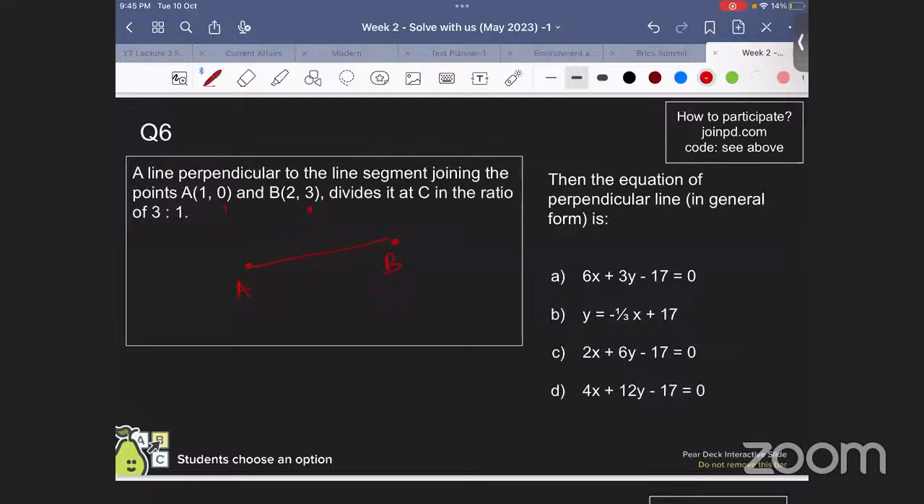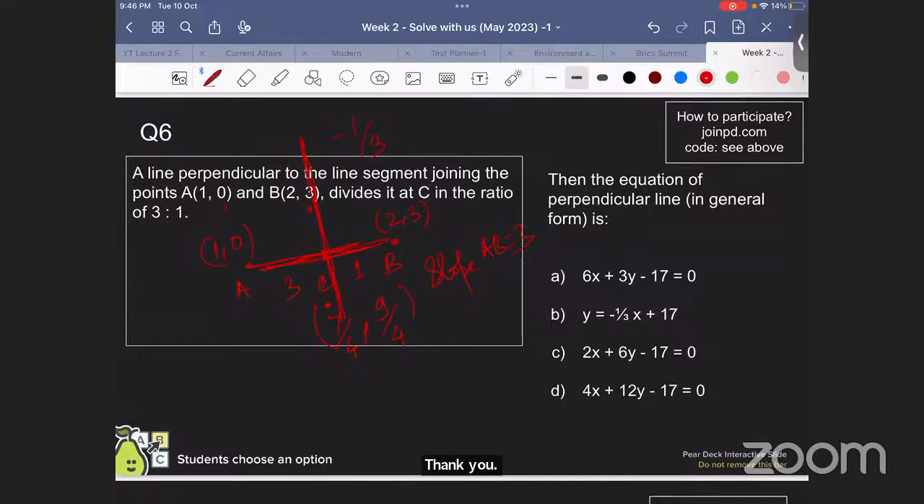Calculate C first. Tell me the coordinate of C. I think it is 7 by 4 comma 9 by 4. Yes, 7 by 4, 9 by 4. So now you have the slope. What is the slope of AB? 3. Yes, sir, 3. So what will be the slope of the perpendicular line that is passing through C? Minus 1 by 3. Minus 1 by 3, correct?